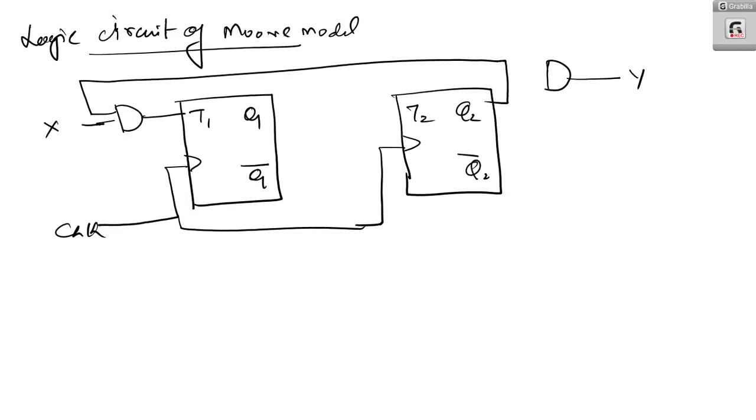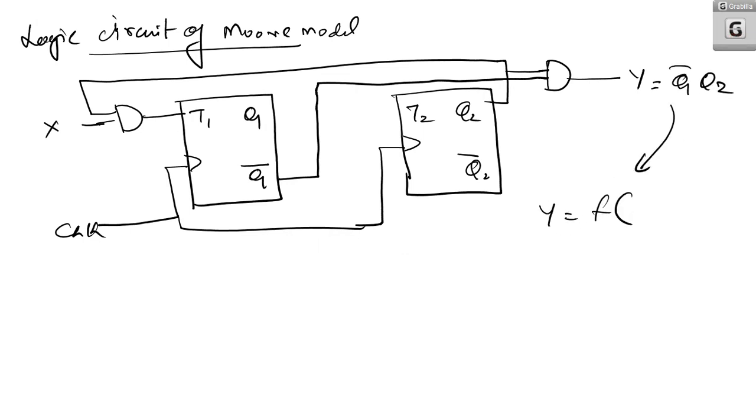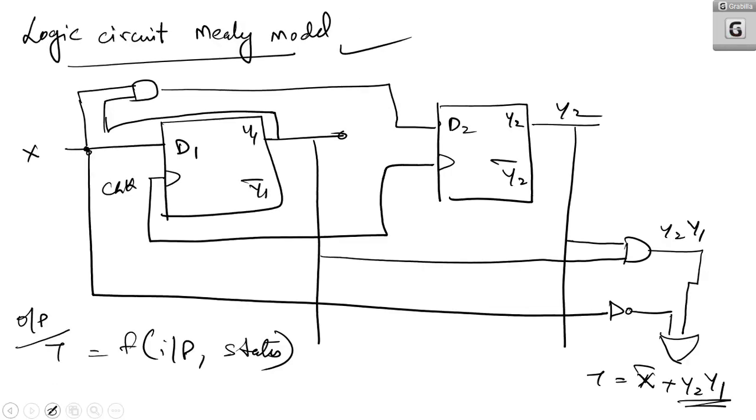Now coming into this one, Q1 bar I am taking, and Q2 I am taking. So that is Y. So Y is basically Q1 bar Q2. So here Y is only a function of present states. That means it is not depending on the input. Such kind of models are known as Moore models. That is the specialty of Moore models.